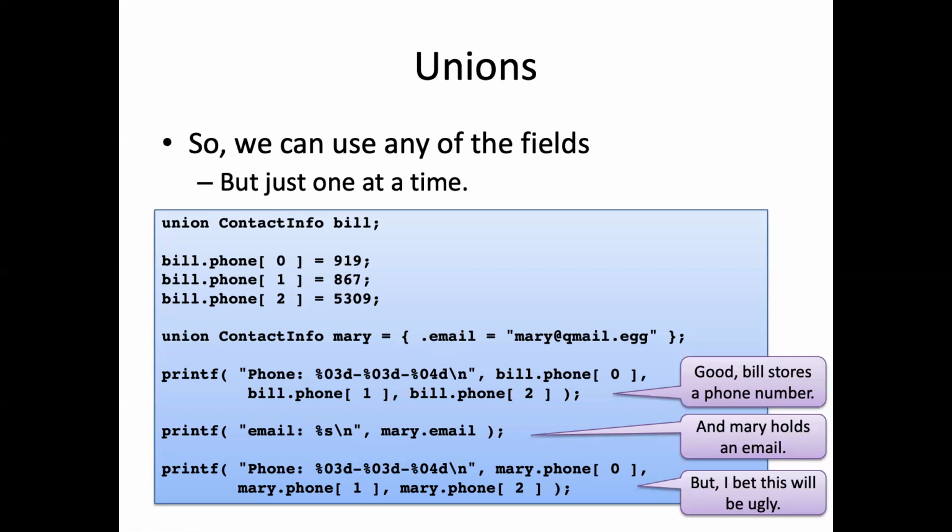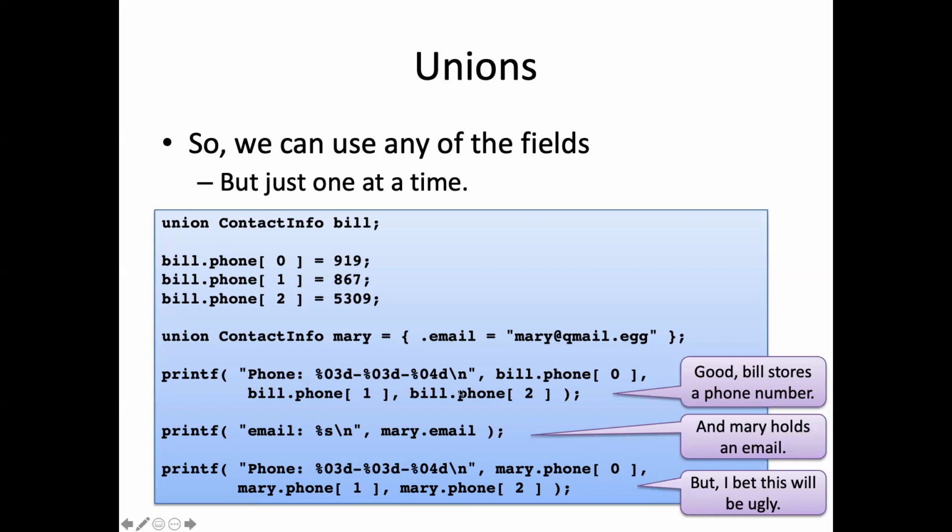So for Mary, if I'm storing an email address, I can't also store a phone number. That same memory is getting used for either of those. But for Bill, I'm using the phone number part. For Mary, I'm using the email part. When I access these, it's up to me, the programmer, to remember which thing I used.